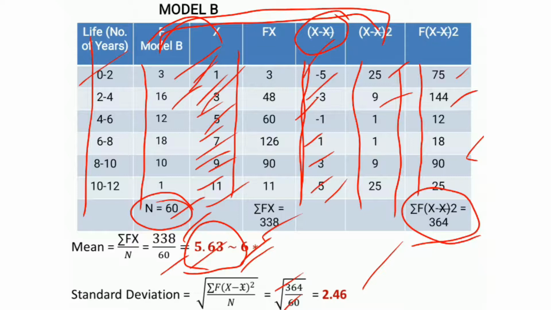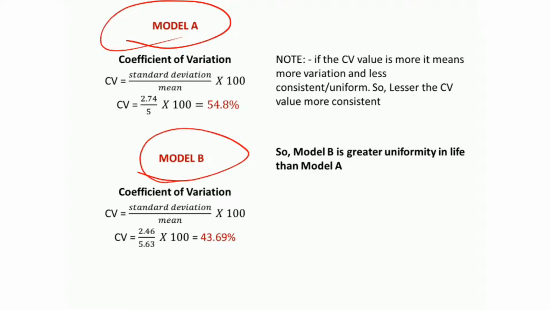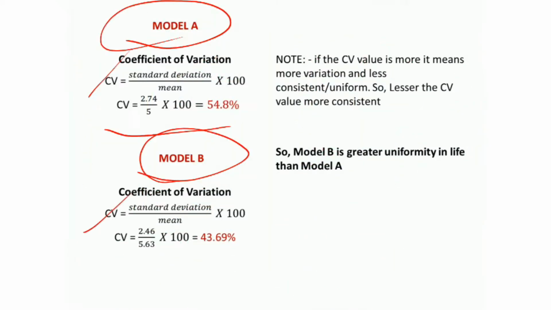So after finding these two values, there's one more comparison slide now. Model A and model B. Coefficient of variation, CV, is given by standard deviation divided by mean into 100. For model A, standard deviation is 2.74 and mean is 5. So apply here: 2.74 divided by 5 into 100 is 54.8 percentage.